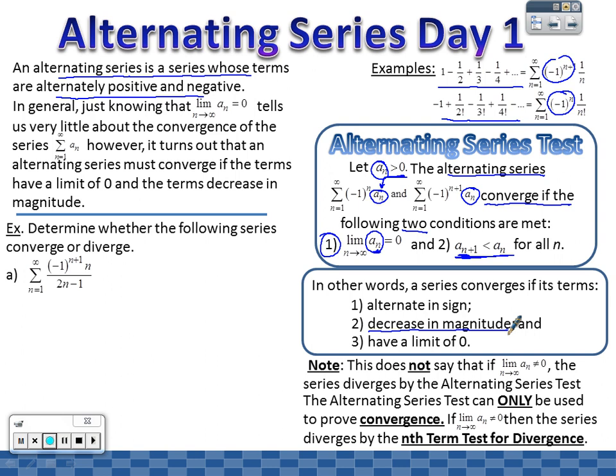So, in other words, here's our test. An alternating series converges if, first of all, we have an alternating series. They alternate in signs. Second of all, the terms decrease in magnitude. And the third criterion is that our a sub n needs to have a limit of 0. This piece right here. So this note is down here just as a caution. The alternating series test will only prove convergence. It does not prove divergence.